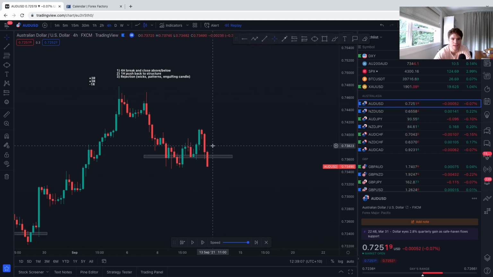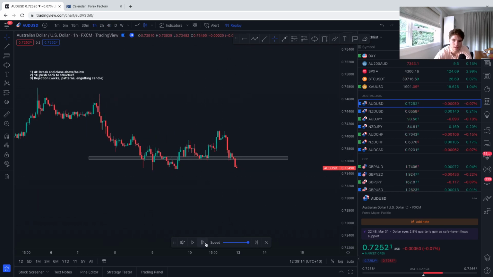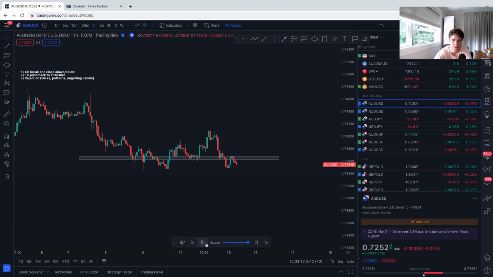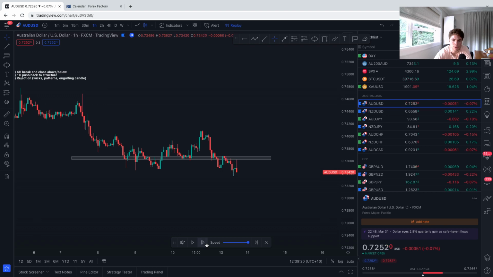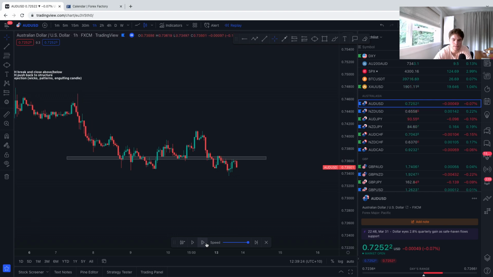So this is why it's important to wait for that rejection. You can't just take buys or sells because price is pushing back to a key level. You've got to see that momentum shift. Okay, we're coming back. No wicks formed. Let's see if we get a double top. Give me some wicks.